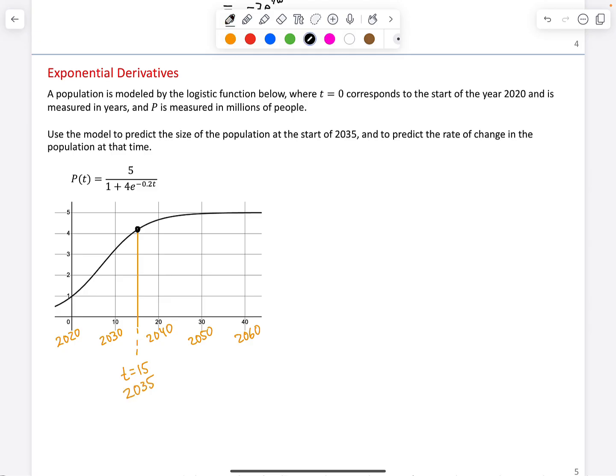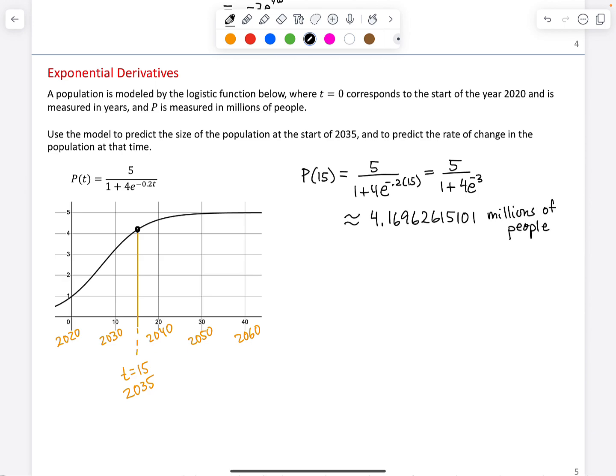So this point on our curve, if I can get the output, that will answer the first part of this question. So plug in t equals 15 into the population function and evaluate. We have a 5 in the numerator divided by 1 plus 4e to the negative 0.2 times 15. Negative 0.2 times 15 is negative 3. And then reaching for a calculator is this decimal. This is measured in millions of people.